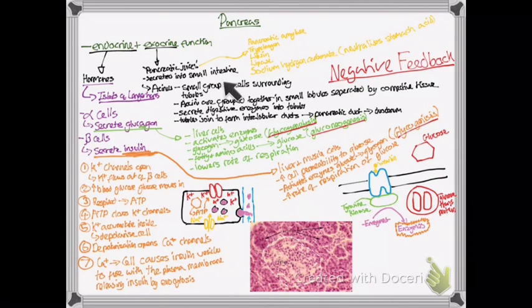So the pancreas has two functions, endocrine and exocrine. Endocrine function, as we know, is hormones. Exocrine is stuff that's not hormones, basically. So let's just look at its exocrine function first.